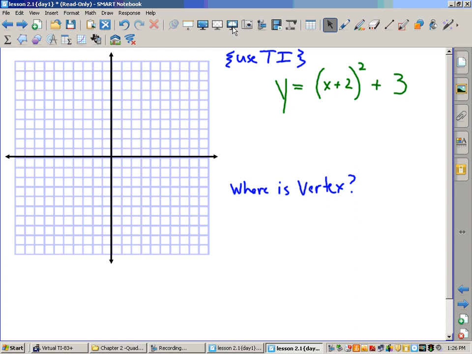There's your next function, whether you write it in function notation or not. Okay, let's forget about the TI. See if you can tell me where the vertex is going to be and graph it without the TI. Use your TI just to check.